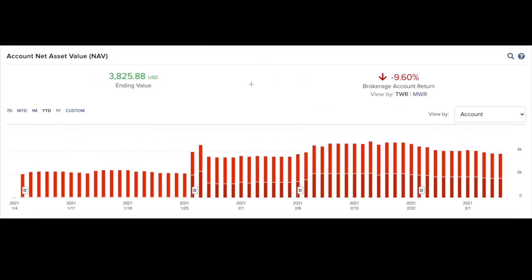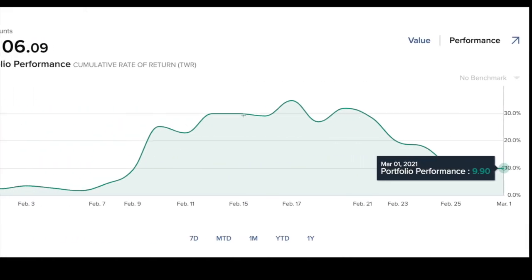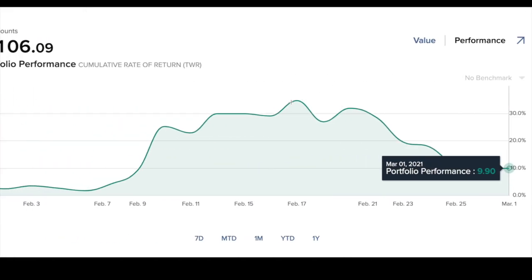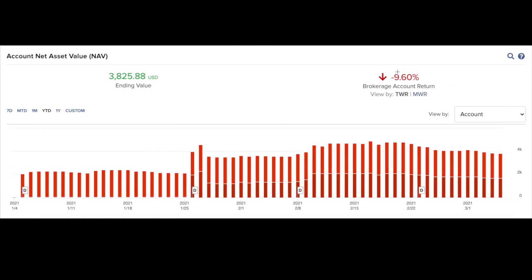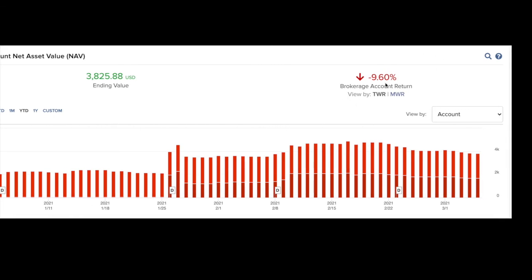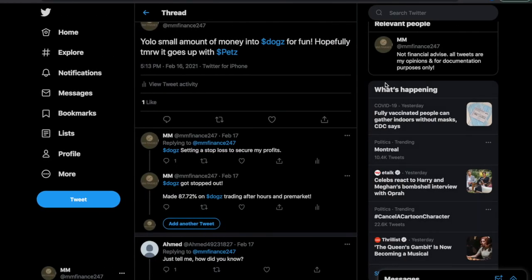Now, in regards to the small accounts challenge, at one point I was up over like 35%, and the market literally humbled me and dropped me down to 9.9, so a 10% gain, and I didn't have my stop losses in place. I was all over the place. The market humbled me because I made a lot of money in such a short period of time. In like 10 days I made 30%, kind of got too greedy with it, wasn't following my rules, and now I'm down 9.6%. So I lost all my profits and a little bit more than just my profits.